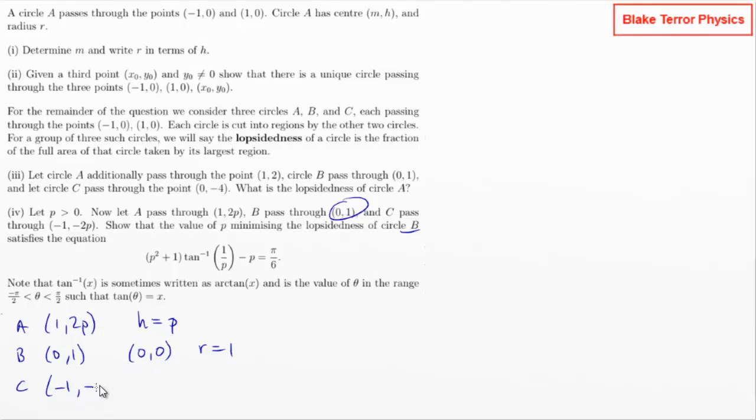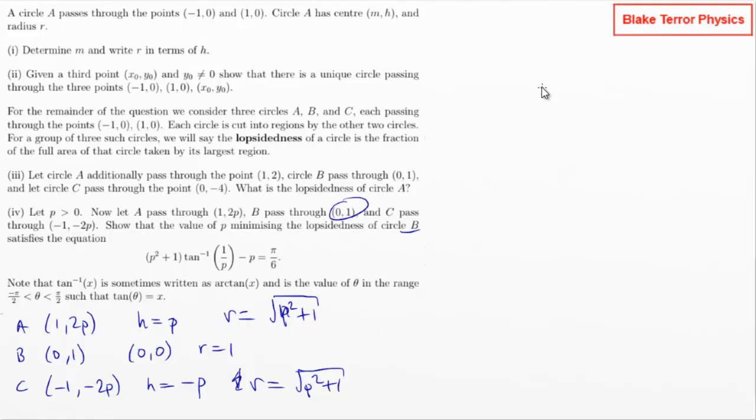C is minus 1, minus 2p. So we'll get minus p for that, won't we? Because it will be the same when we square them, but we'll have a minus when we divide by the 2y. Then r was the square root of h squared plus 1. So that's just coming out as the square root of p squared plus 1. We'll have the same thing here, won't we? R will be the square root of p squared plus 1.